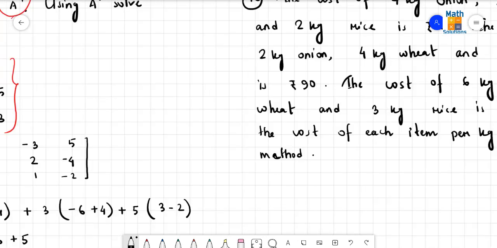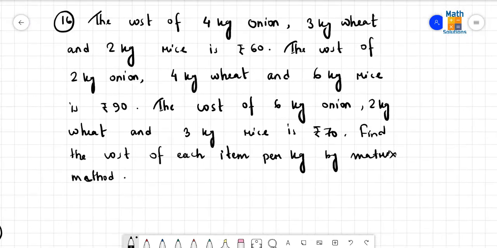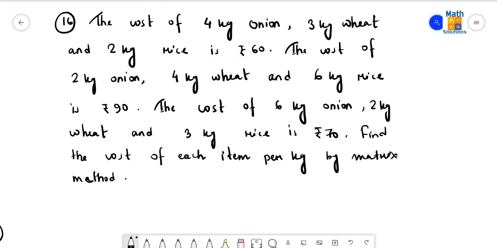Then coming to question number 16, what do we get? The cost of 4 kg onion, 3 kg wheat, and 2 kg rice is rupees 60. This information can form an equation if we consider the cost of 1 kg onion as x, that of 1 kg wheat as y, and that of 1 kg rice as z. Then from this part it is 4x plus 3y plus 2z is equal to rupees 60.